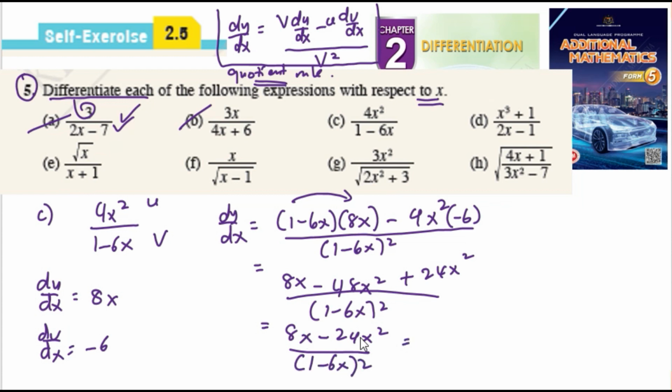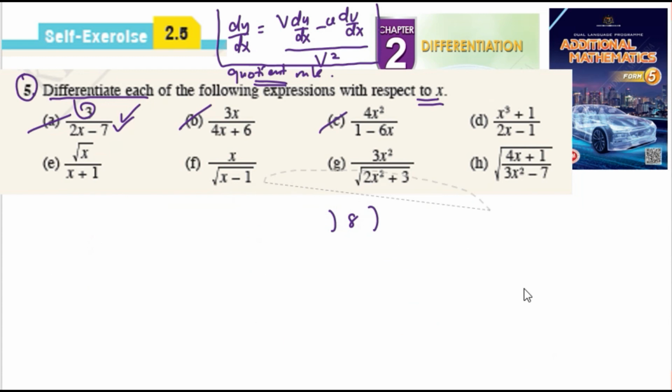So you see here you can take out 8 and x, right? When you take out 8x, you get 1 minus 3x. So here would be 1 minus 6x squared.